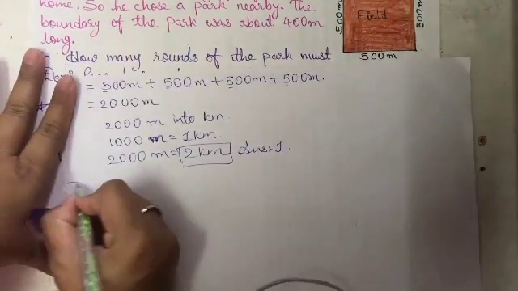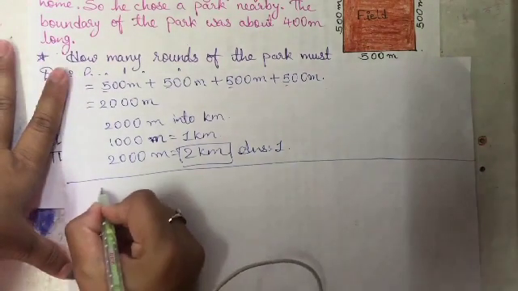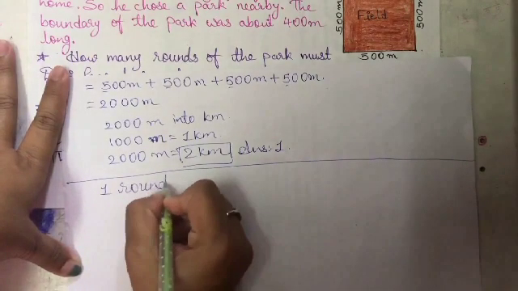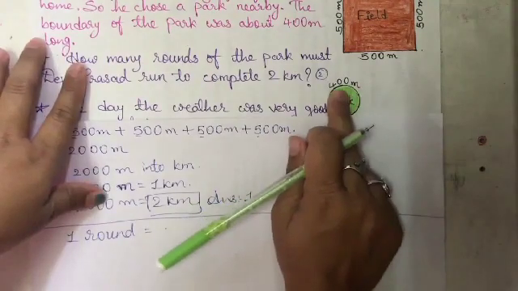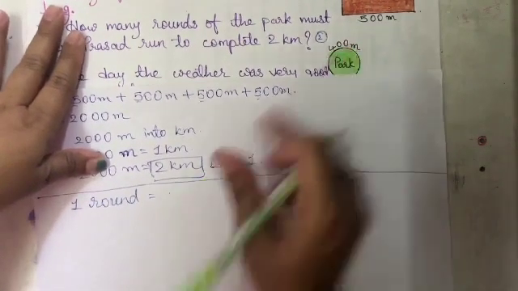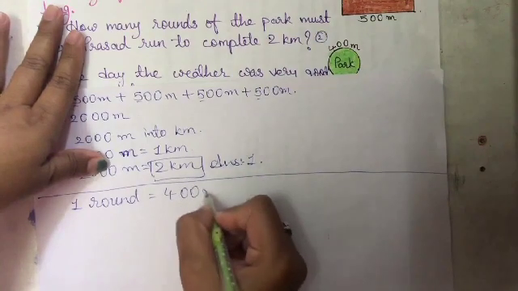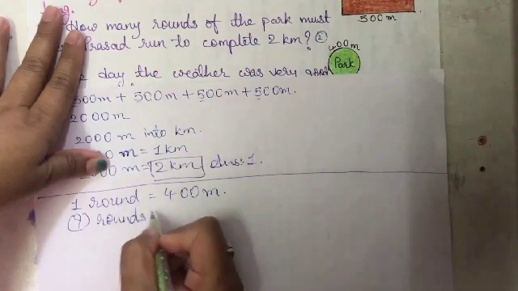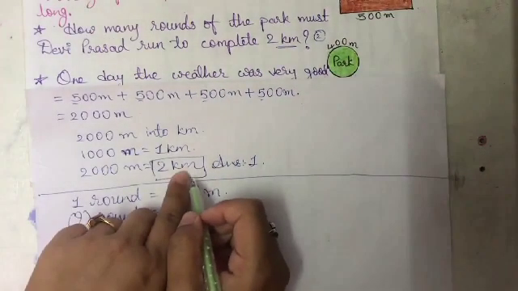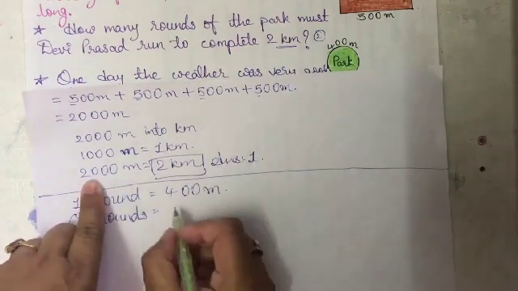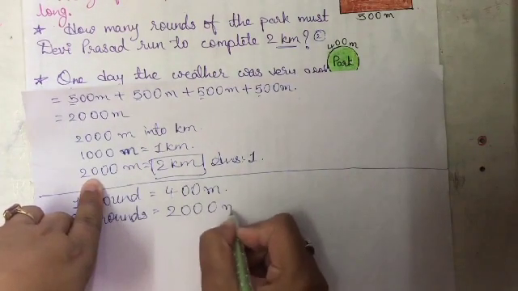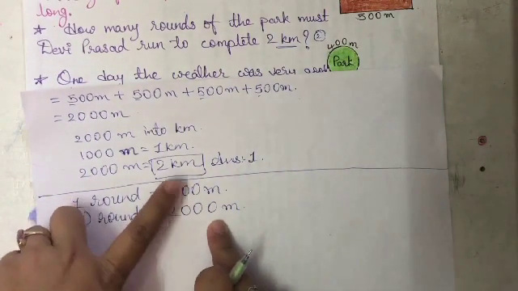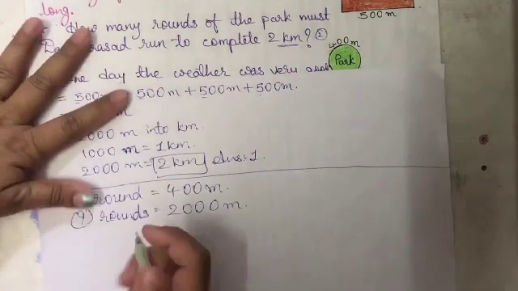As you can see, I am drawing a line here. 1 round is equal to how much? How much meter is given here? 400 meter. Fine. So how many rounds will be there for the 2 kilometer? We know that 2 kilometer, when we convert into meter, will be 2000 meter, which we did ahead in the first question. So I am writing it here directly now. So we will divide 2000 by 400.